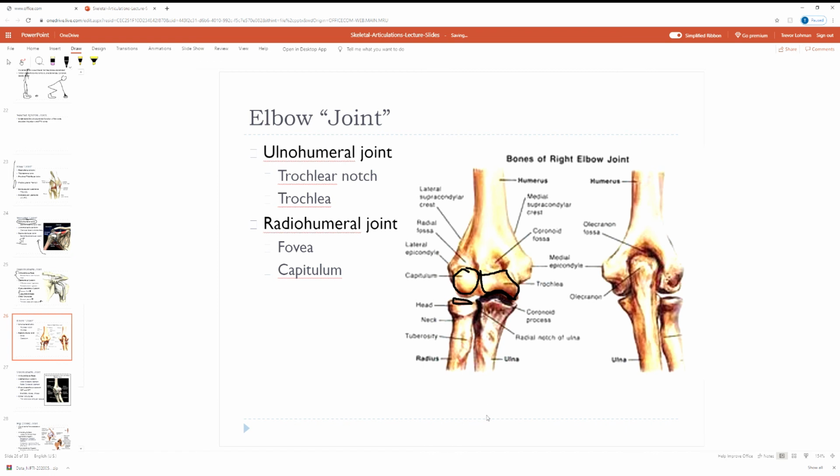Now, when we're talking about the elbow, though, really, I think what we're talking about is this ulnohumeral joint. That's the joint that performs flexion and extension. These joints are more involved in pronation and supination of your forearm, although there is some articulation here during flexion and extension too, of course. But when we're talking about the elbow, we're really talking about the ulnohumeral joint.